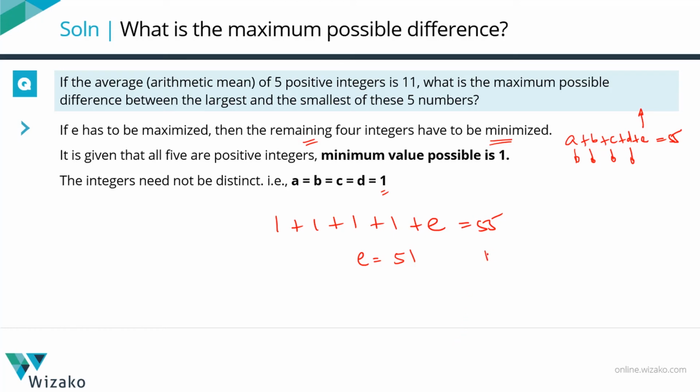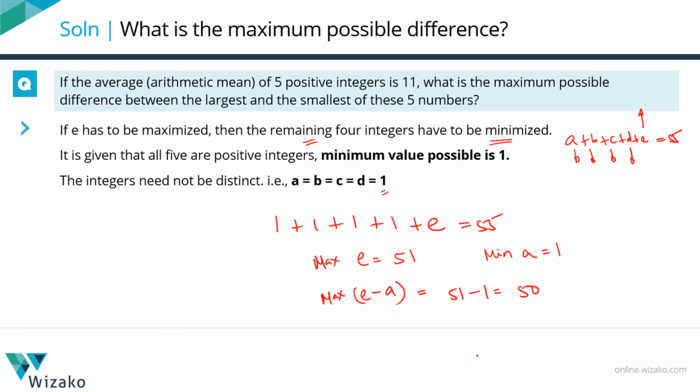About the minimum possible value for A, I was asking, should we actually consciously minimize A? We don't have to consciously minimize A because maximizing E will happen only when A and the remaining 3 other numbers also are minimized. So in the process of maximizing E, we have actually found out the minimum value of A to be equal to 1. So max E is equal to 51, min A is equal to 1. Which means the maximum difference between E and A, between the largest and the smallest number, is equal to 51 minus 1, which is equal to 50.